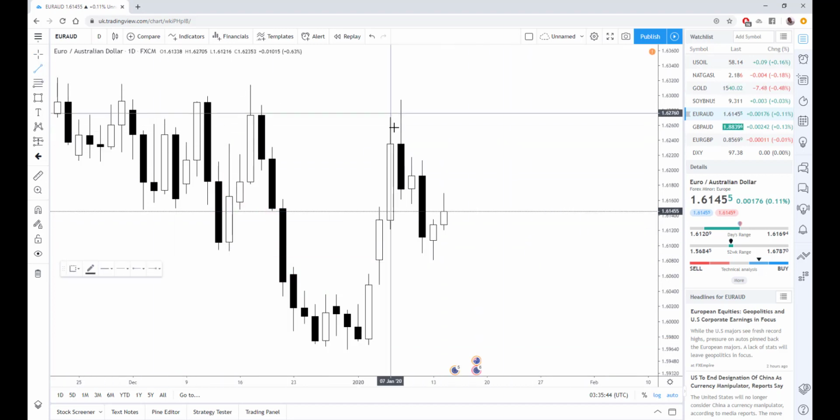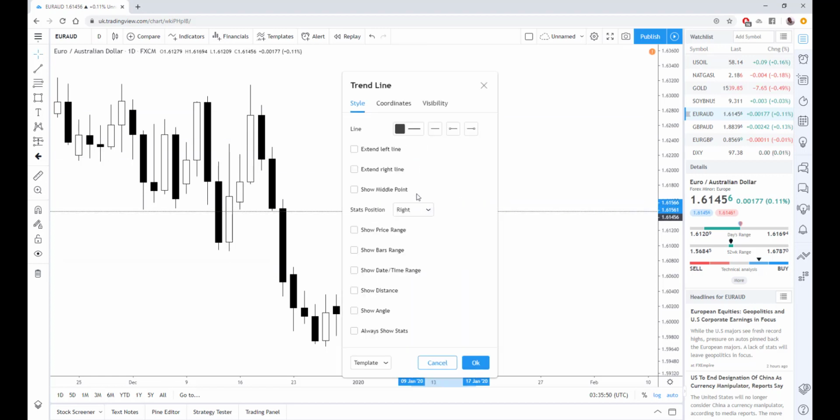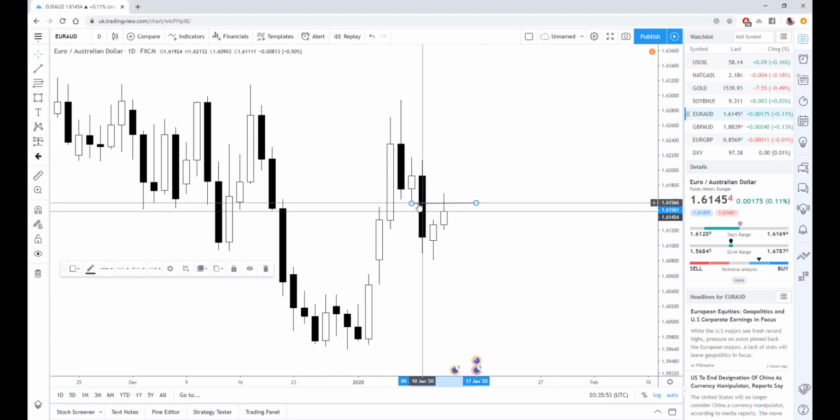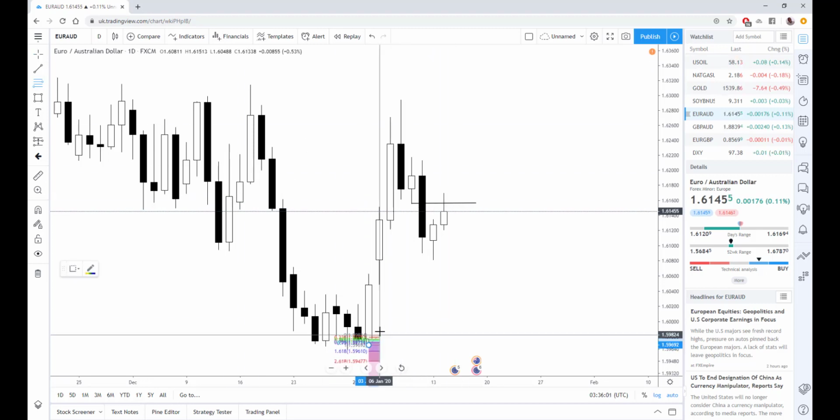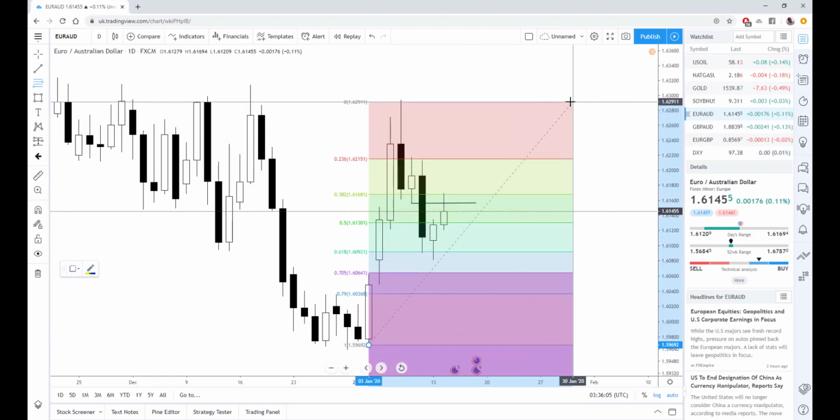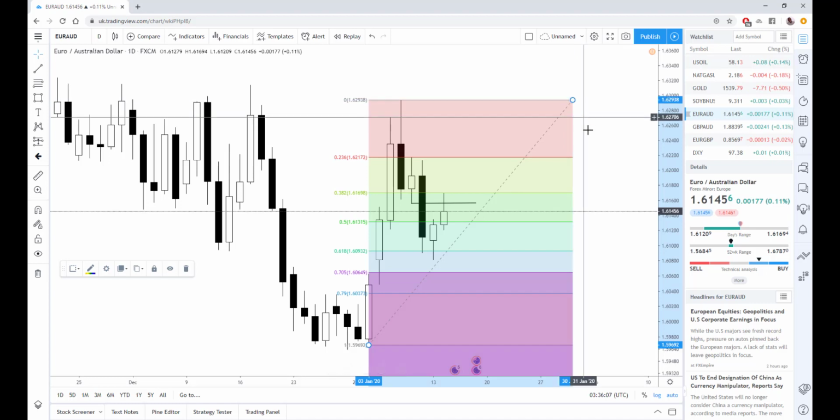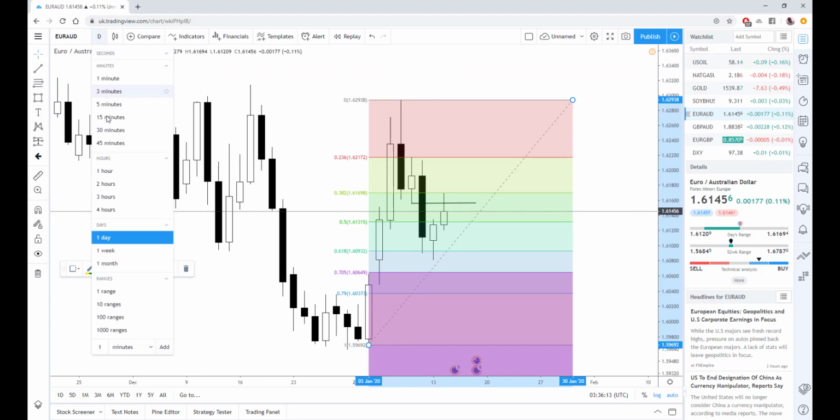So we have 1, 2, 3. This day we broke that candle, we broke it to the downside. So what do I do? I place my Fibonacci from the low to the high. Okay, and what am I targeting there? 50%. So let's go into the lower time frame and look at what happened right here.